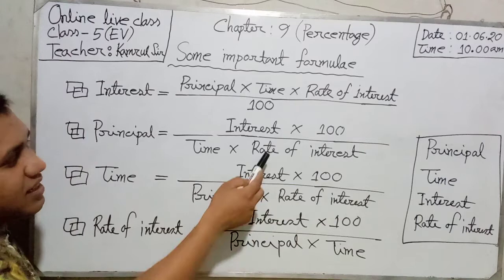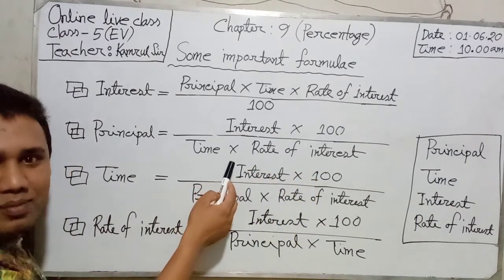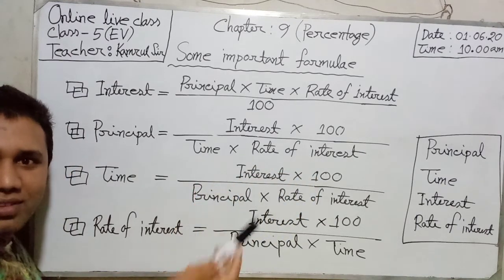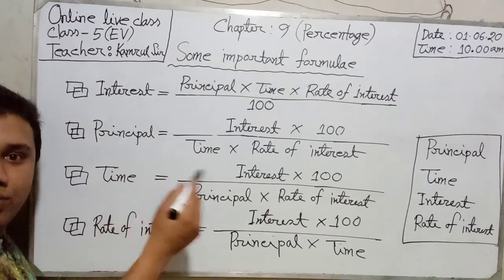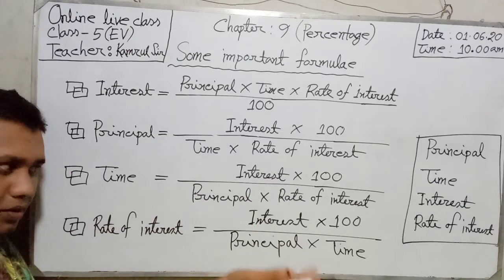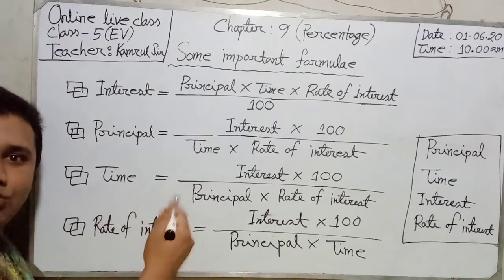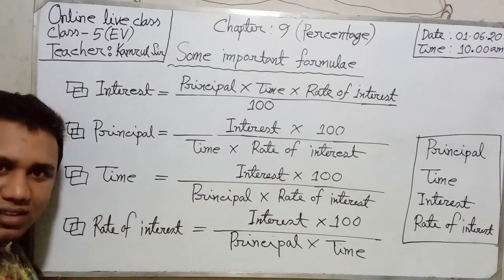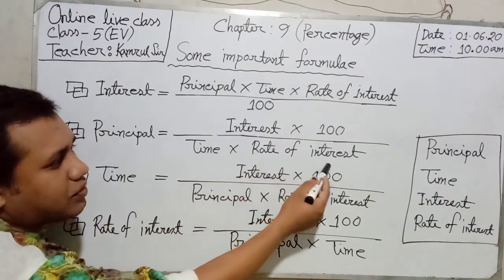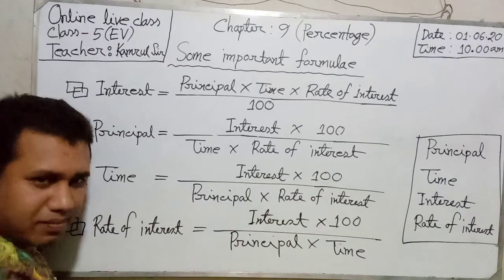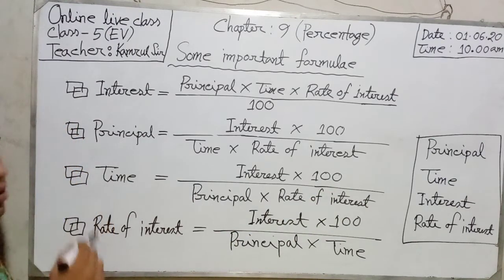If you write rate of interest into time, no problem. It has the same meaning, because we know 2 into 3, if you write 2 into 3, the answer will be 6. Again, if we write 3 into 2, then the answer will be 6. So no problem, time into rate of interest or rate of interest into time. Both have the same meaning. Now look, time.